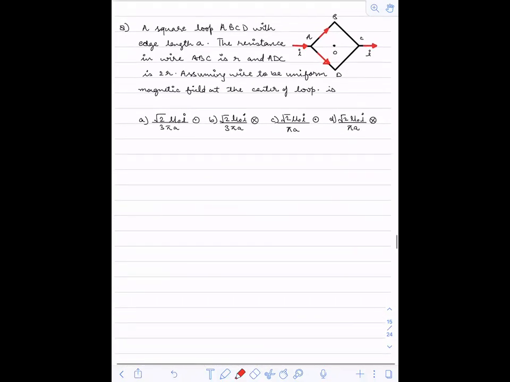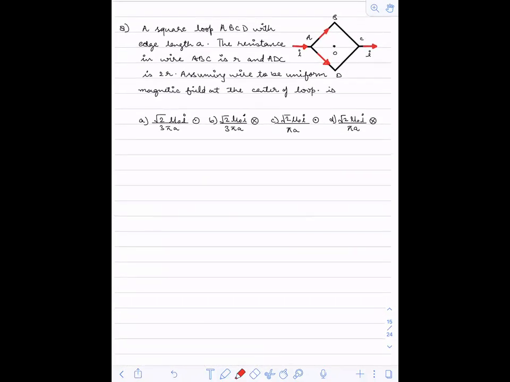Because you have to just identify the distances and calculate their length. So if you know the concept of the distance of a diagonal, the distance of the vertical from the diagonal, you will be able to do all those things. Now just see this question.